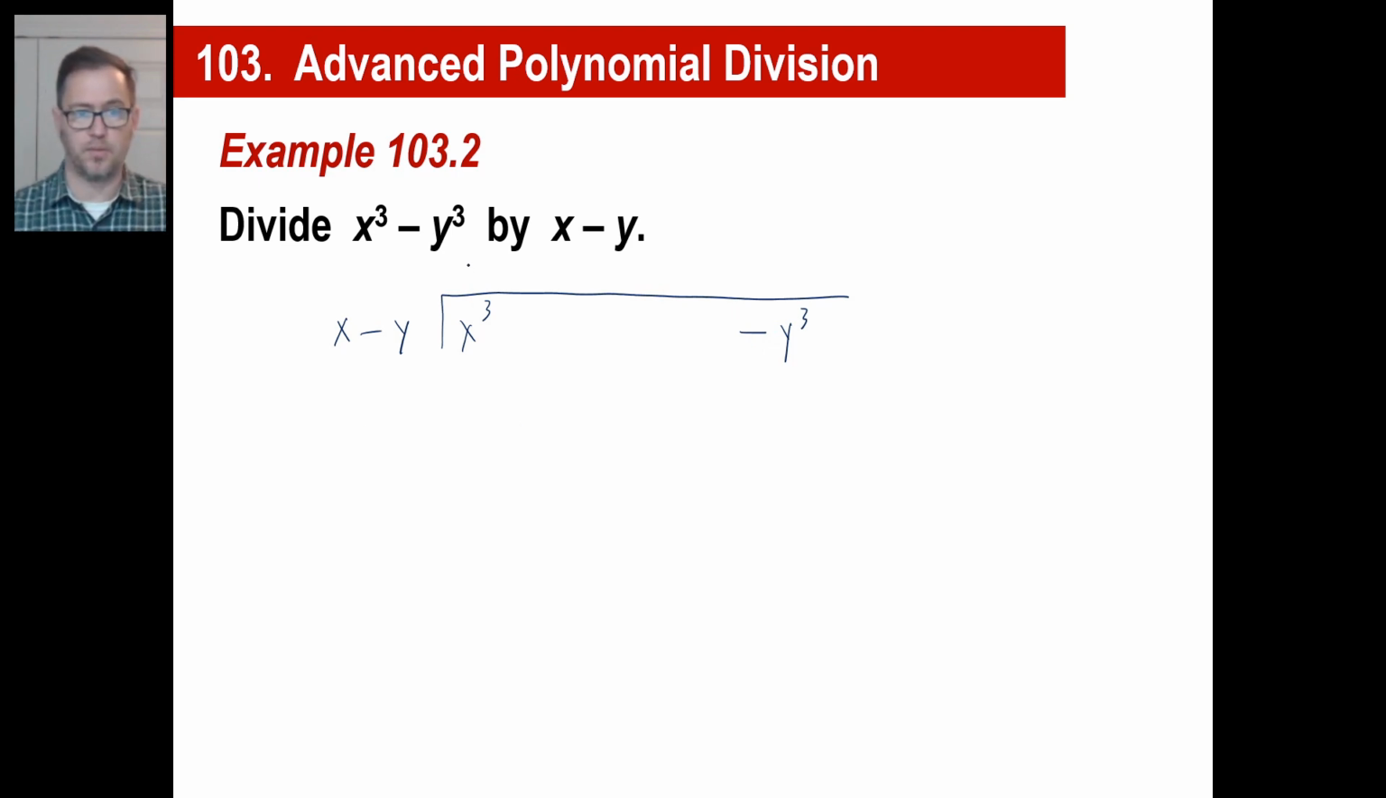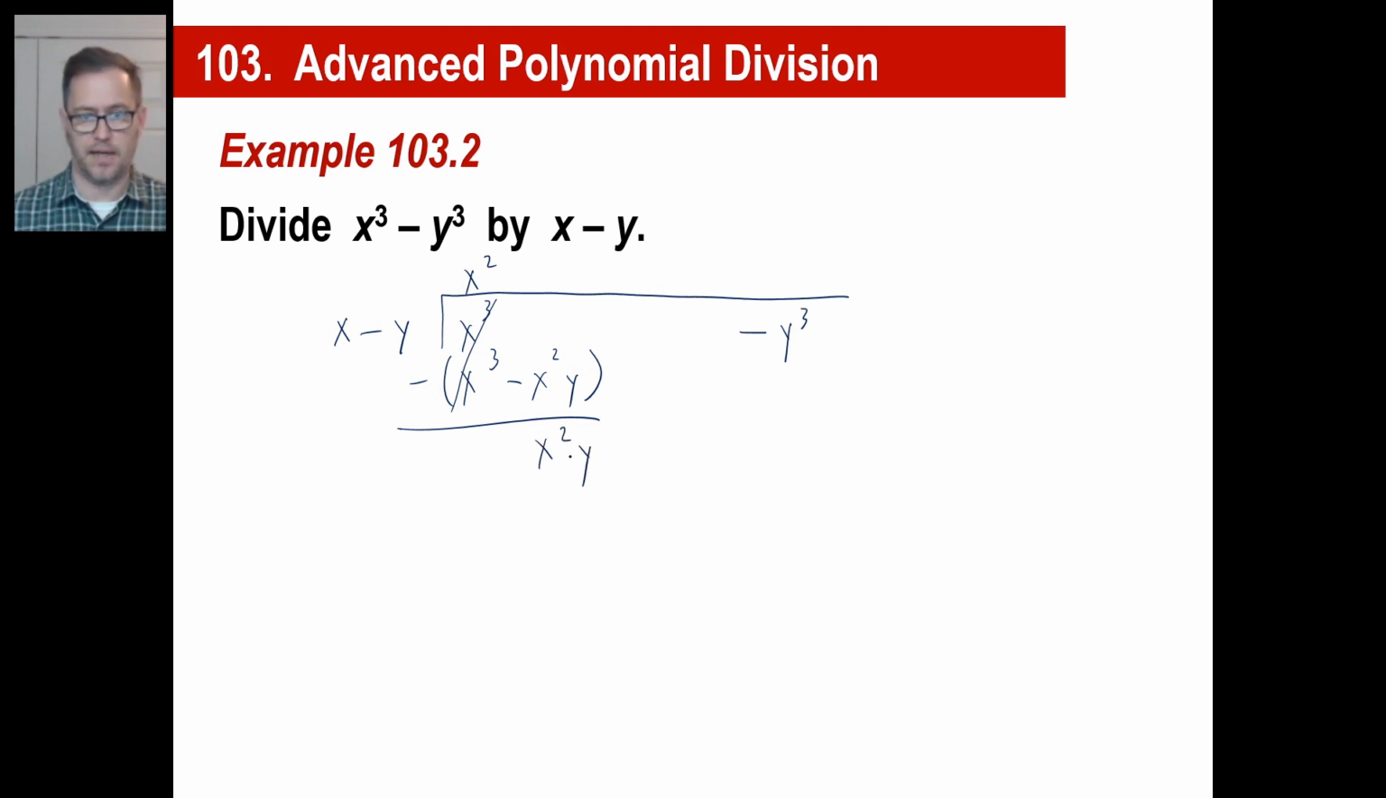And let's take a look. x goes into x cubed, x squared times. That's pretty straight up. And then x squared times negative y is negative x squared y. That gets subtracted. This goes away always, of course. The opposite of the opposite would be x squared y.